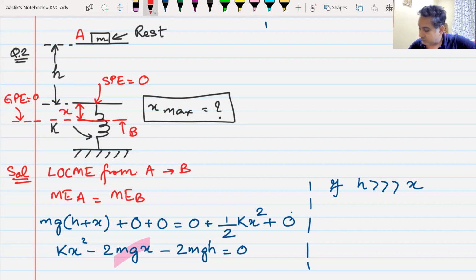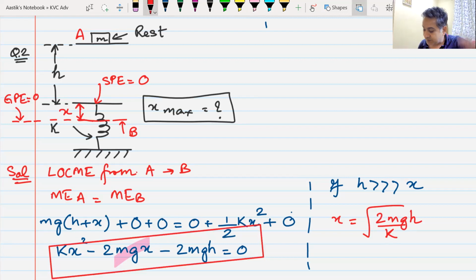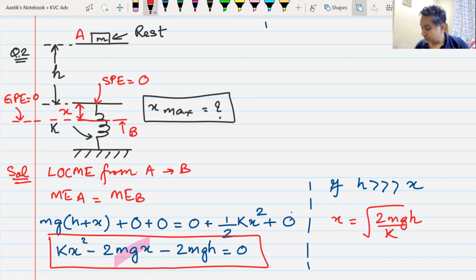Yes, sir. So in that case, your answer will be under root of 2mgh by k. But this is your exact answer, which comes in this way. Got this? Everyone understands this? I'll give you 2 minutes to note it down. If you have any doubts, please ask.